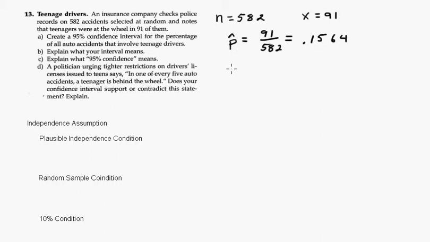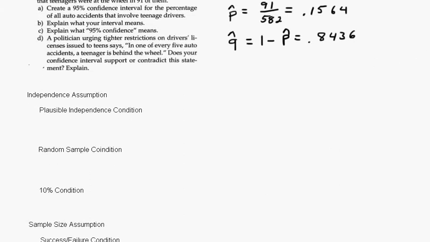But since I'm going to use this to do computations, I'm going to take it out at least 4 decimal places. So q hat then is 1 minus p hat. So that's going to be 1 minus 0.1564, which comes out to be 0.8436.